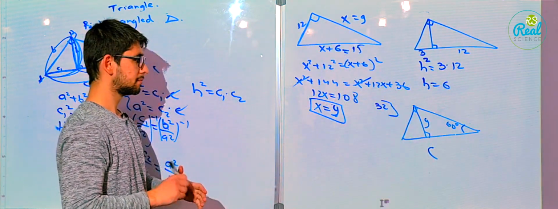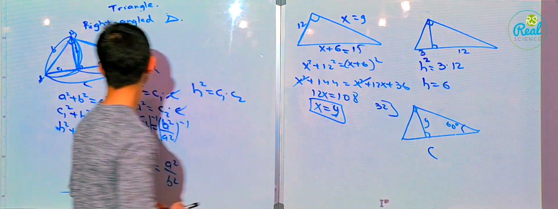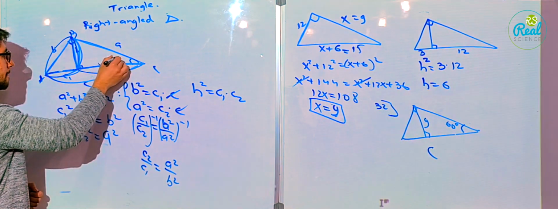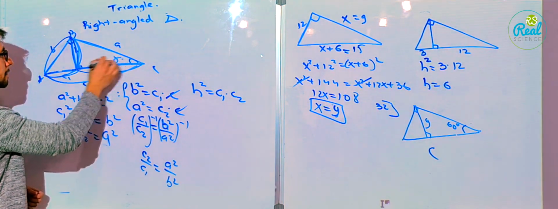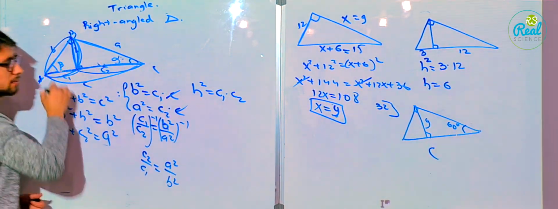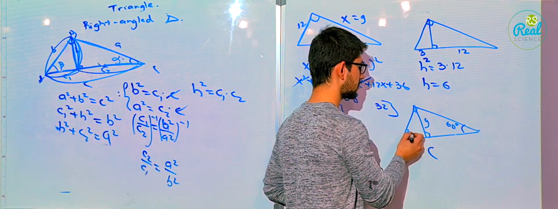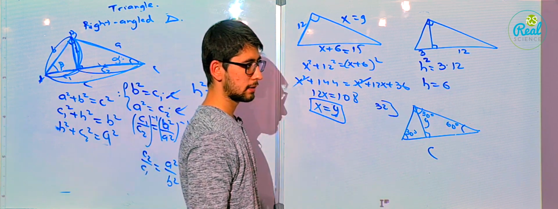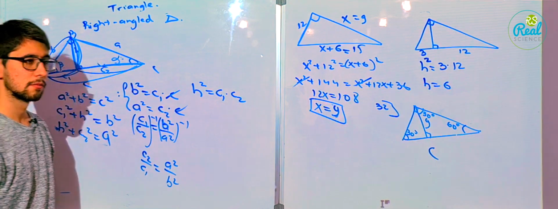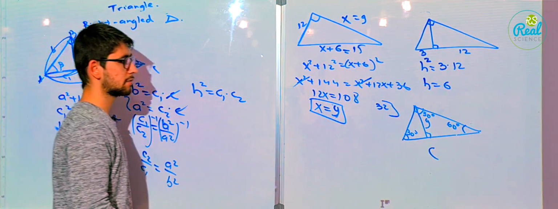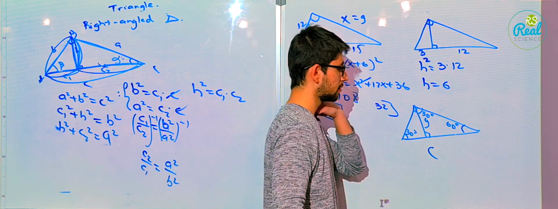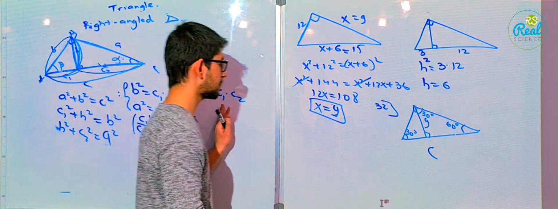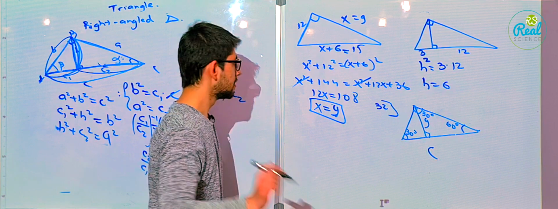So how to find it, students? If you have a right angle, 90 degrees, and 60 degrees, our third angle will be 30 degrees. And here, again, you have 30 degrees. So what can you define now? We know h. We can use the formula h square equals C1 multiplied by C2, but you don't have projections. C1, C2 are not given.